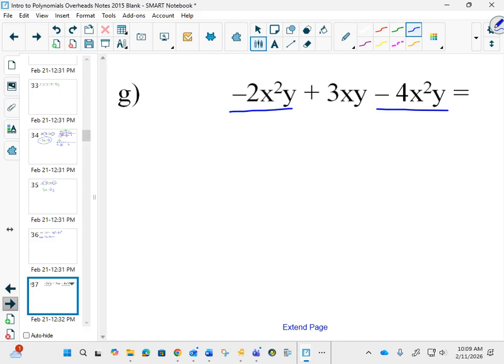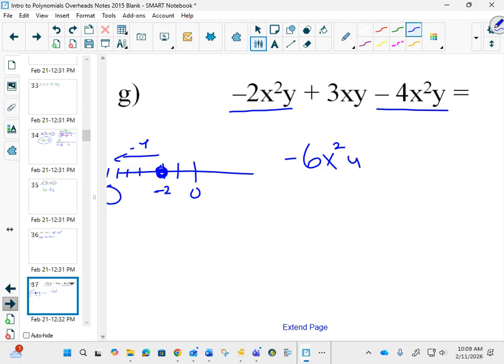Okay. And you're on your number line. You're starting at minus 2. You are subtracting 4. Think about your number line. Here's 0. You are starting at minus 2. That's our starting point. Subtract 4 means you're going back 4. 1, 2, 3, 4. What number is there? Negative 6. And since there's no like terms with this one, we just rewrite it.